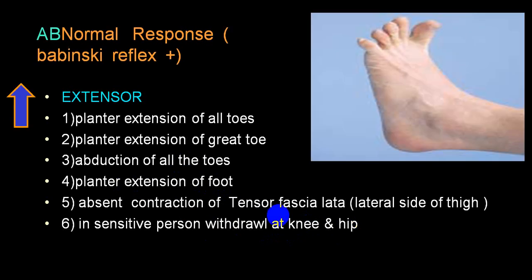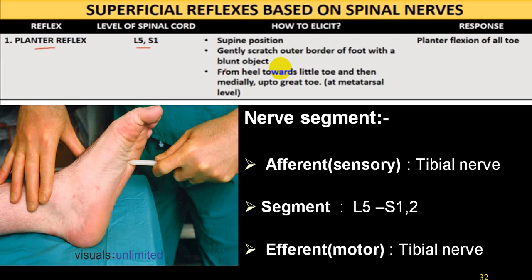While the extensor response, or Babinski sign, is the abnormal response. So plantar extension of all toes, particularly of the great toe, abduction of all toes, plantar extension of the foot, absence of contraction of tensor fasciae latae, and withdrawal at knee and hip. This is non-specific. So we have to pay attention to these responses, and we call that Babinski sign, Babinski reflex, abnormal plantar response or plantar extensor. These are the words.